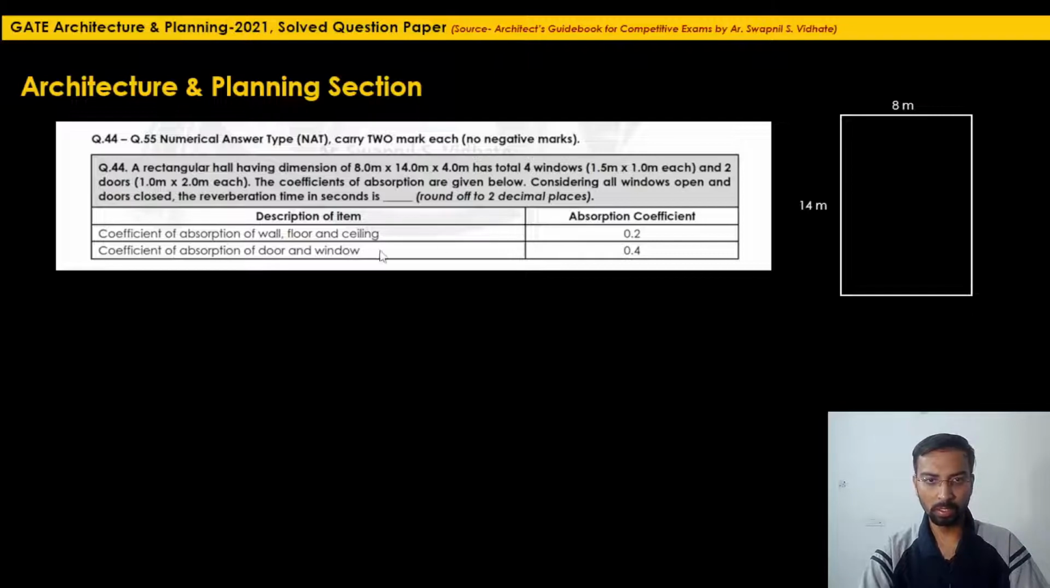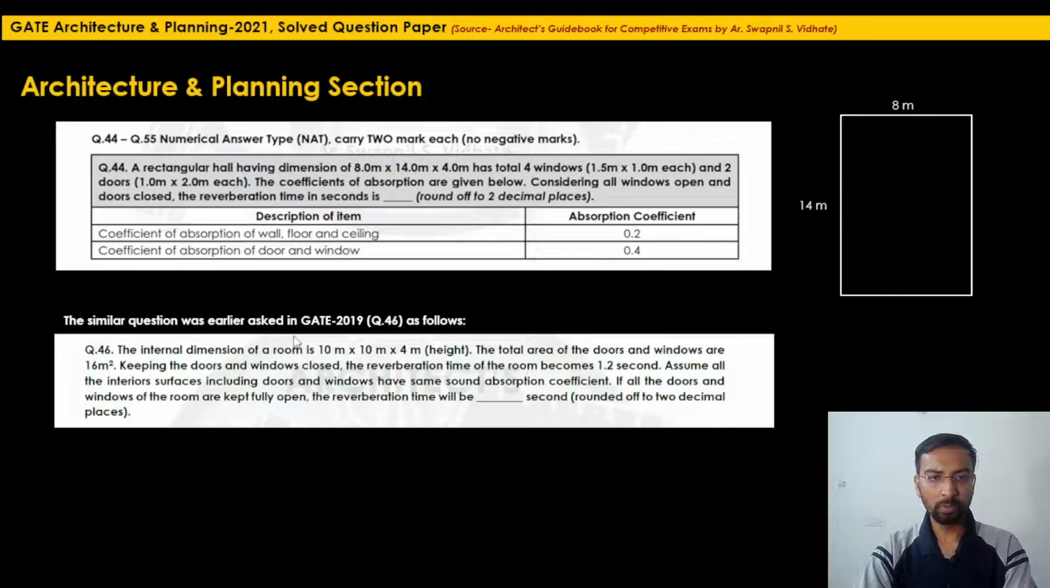There are two different treatments. For wall, floor and ceiling they have used one kind of treatment, and for door and window a different treatment. So considering all windows open and doors closed, the reverberation time in seconds, rounded off to 2 decimal places, will be asked. See, questions related to reverberation time are many of the times repeated. The formula is very easy, and this type of problem is very easy to solve. So let's solve this example step by step.